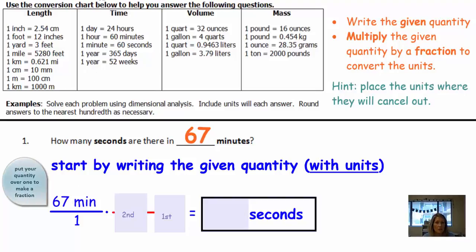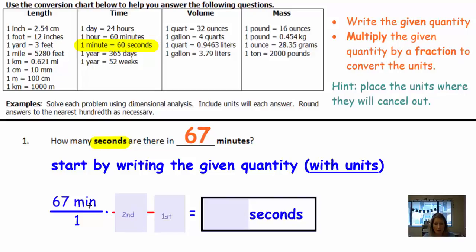Now, we're looking to convert this into seconds. So what we need to do is find a conversion factor, and we've got this nice little table that converts minutes into seconds. All right, so we'll go up to time, and let's see, we've got minutes and seconds right here. 1 minute is 60 seconds. Okay, so what we can do is we're going to multiply by a fraction with minutes and seconds. So that's what's going on here. There's a fraction under here.